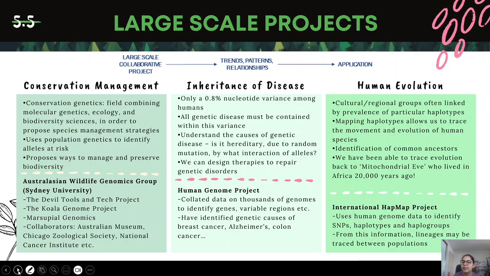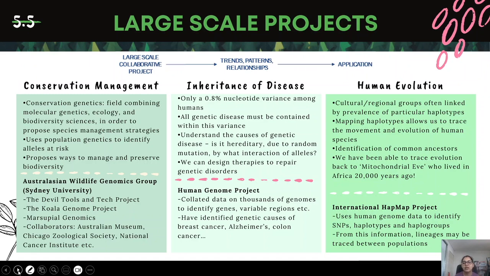They use population genetics to identify which alleles specifically are at risk, and through that they look at providing ways to manage and preserve biodiversity. So there is the Australasian Wildlife Genomics Group, run at Sydney University. They have projects including the Devil Tool and Tech project, which looks at the Tasmanian devils, the Koala Genome Project, and Marsupial Genomics, and they also collaborate with the Australian Museum, Chicago Zoological Society, and National Cancer Institute.